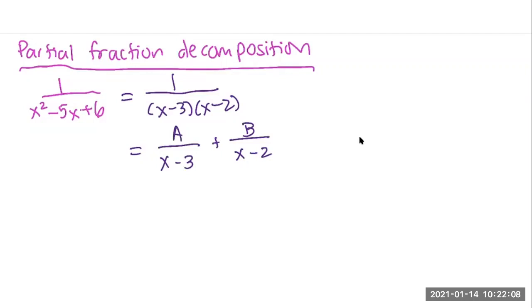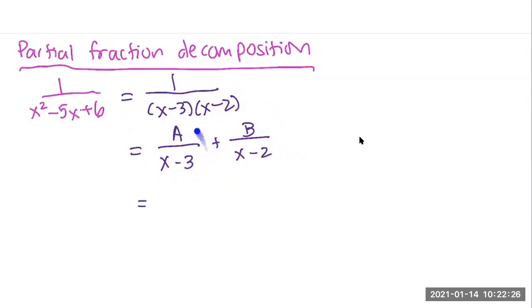And then from there, what we do is we rewrite. We go through the process of, what if I were asked to put these two fractions together? Okay, what I would then do is say that the LCD for these two fractions happens to be x minus 3, x minus 2.